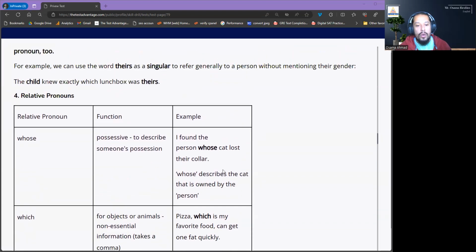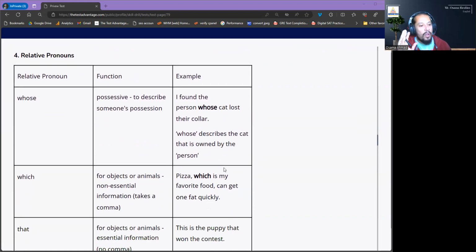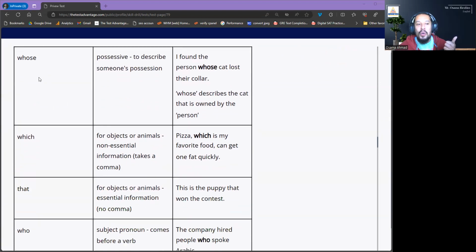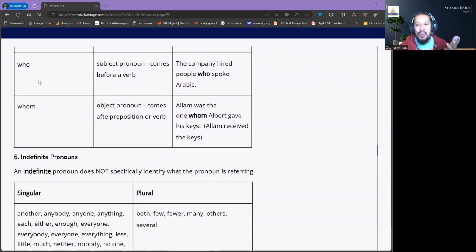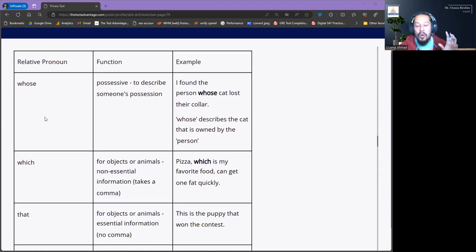Relative pronouns. Okay. So relative pronouns أكبر صداع قابلته في حياتي with international students. Okay. إيه هما relative pronouns? Pay attention. Whose, which, that, who, whom. Okay. Please know your relative pronouns. There's a big section, the punctuation part, about relative pronouns. Okay. Whose is possessive. It describes someone's possession.